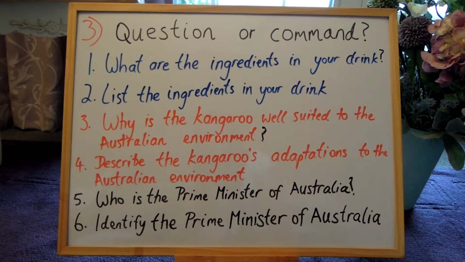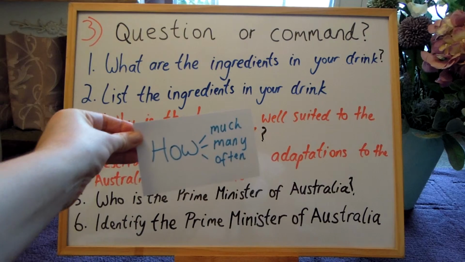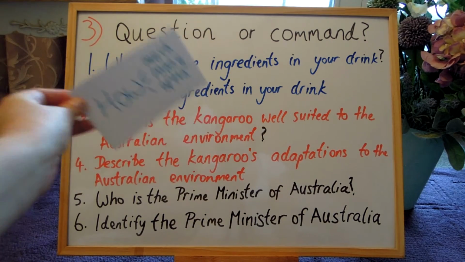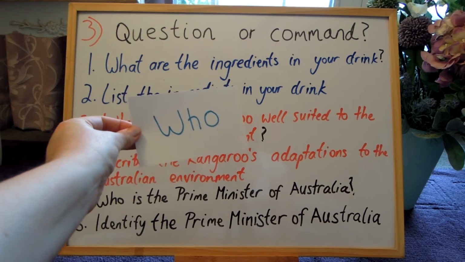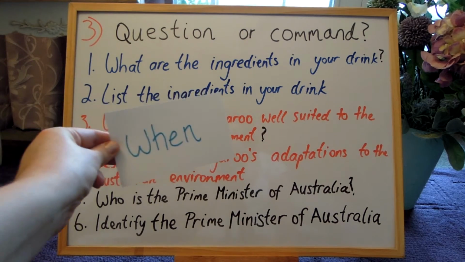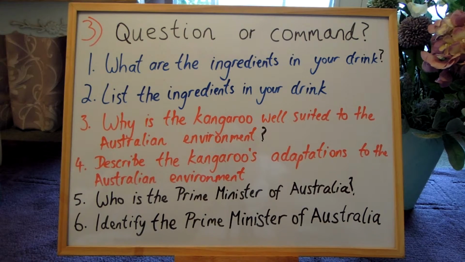Okay, just as a bit of a summary, here are some question words to give you a clue that it's a question, and they usually come at the beginning of the sentence. So we have how much, how many, and how often. Who, when, why, which, where, whose, and what. So that'll give you a clue that it's a sentence that is a question.